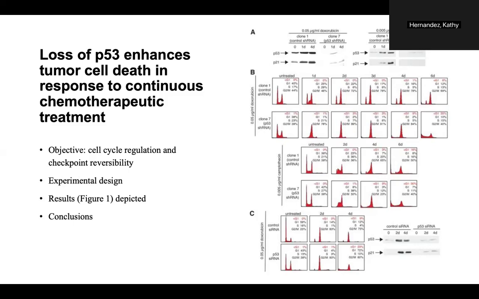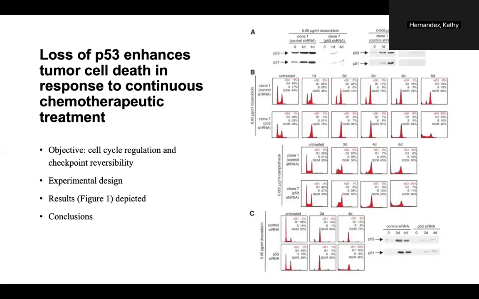This setup allowed the comparison between P53 proficient cells, which are the control shRNA, and P53 deficient cells, which are the P53 shRNA. This tested whether the loss of P53 impairs the cell cycle arrest and induces cell death following DNA damage. Researchers used chemotherapeutic agents such as doxorubicin and camptothecin in order to induce DNA damage, and this would trigger a cell cycle checkpoint response.